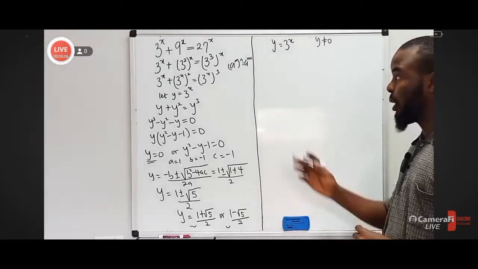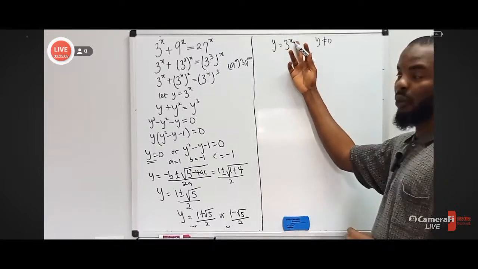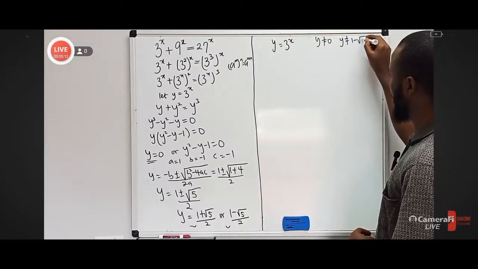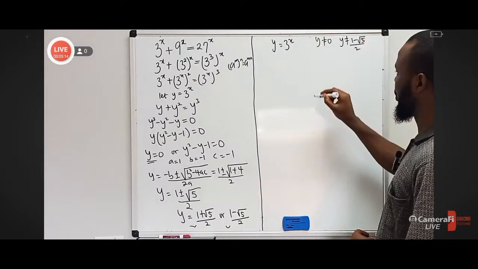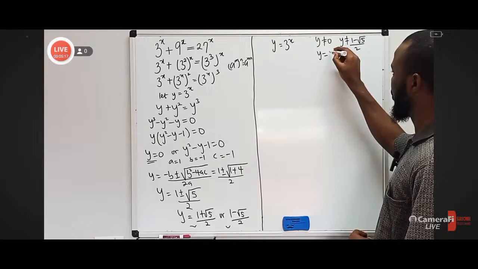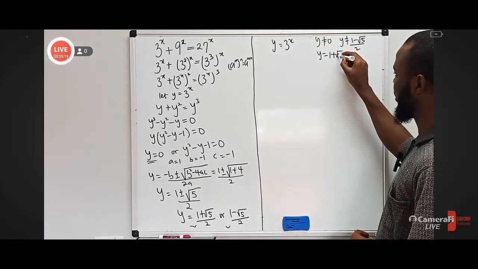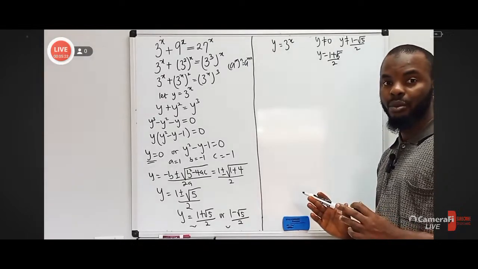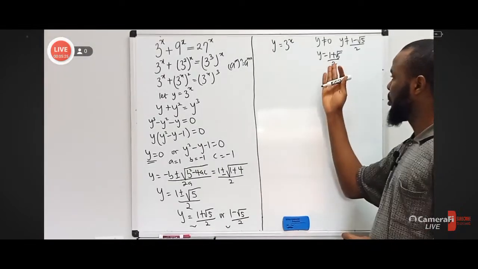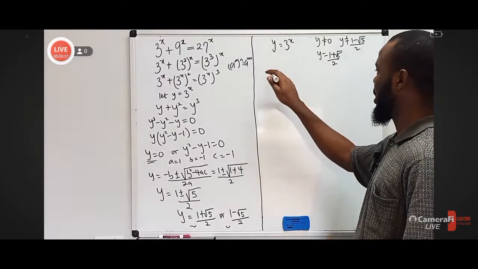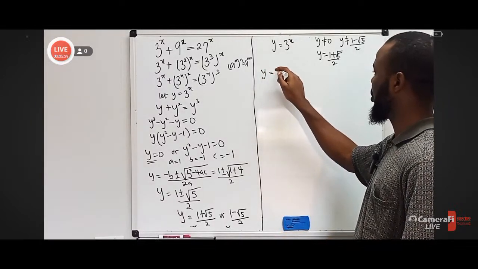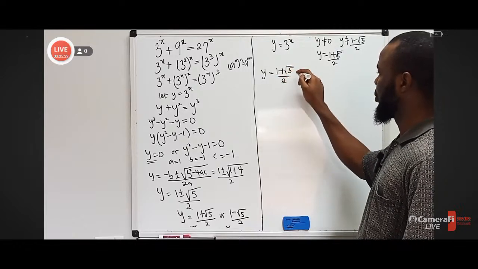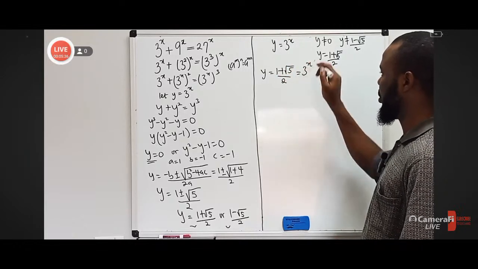Okay. Secondly, y cannot be negative because here we're having a power. Also, y cannot be 1 minus root 5 over 2. So that shows that what? y can only be equal to 1 plus root 5 over 2. So that is the only possible value for y. So now plugging in this as y, my y can be equal to 1 plus root 5 over 2, which is the same thing as 3 to the power of x.